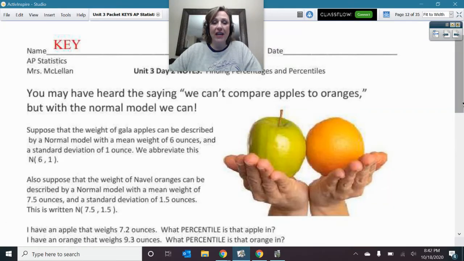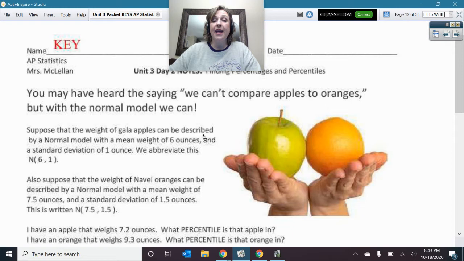All right, let's learn our next section of the normal model, where we want to find the percentages or the percentiles related to a certain value. Okay, so say what percentile are you in if you are this much, and the mean is here and there.